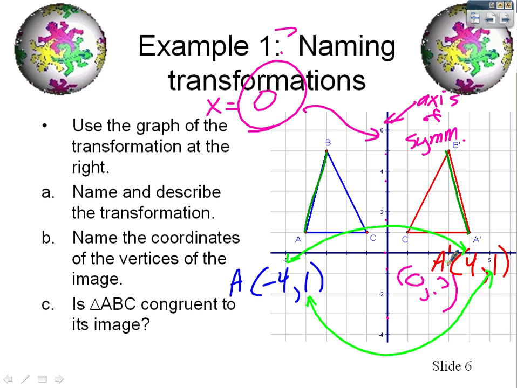Is triangle ABC congruent to its image after reflection? Yeah, of course. It's an isometry. Or we haven't said that word yet. It's a rigid transformation, so nothing is getting bent or squeezed.